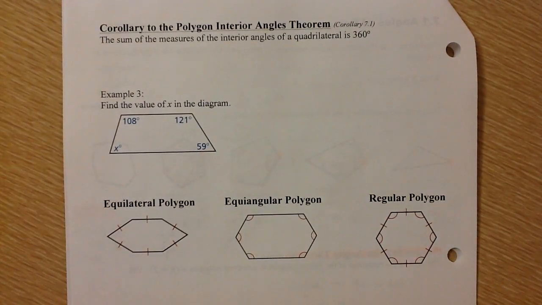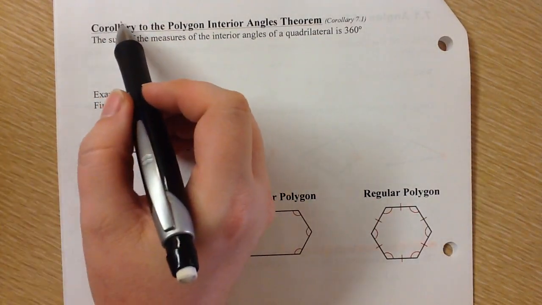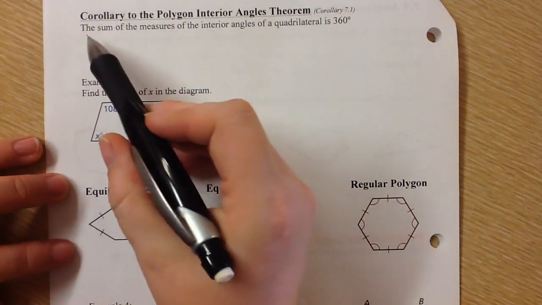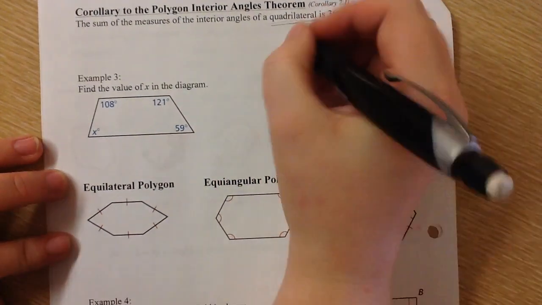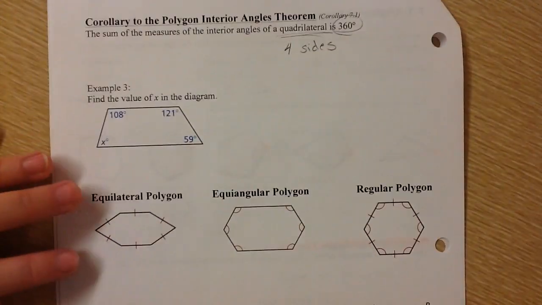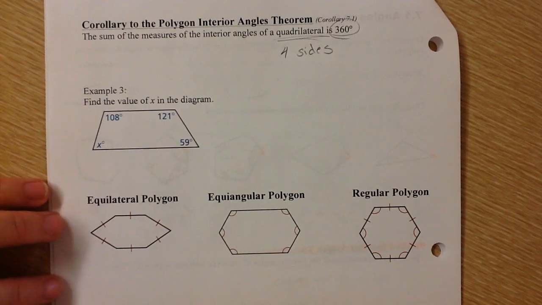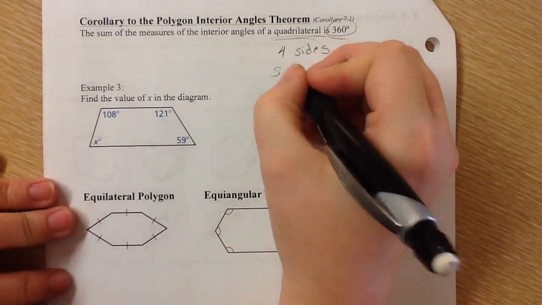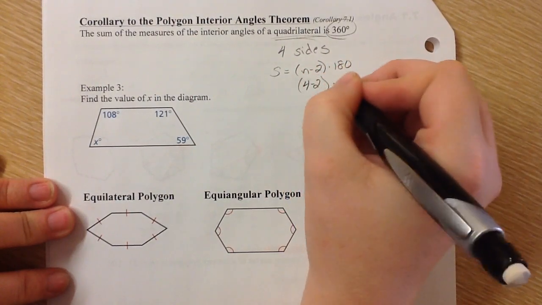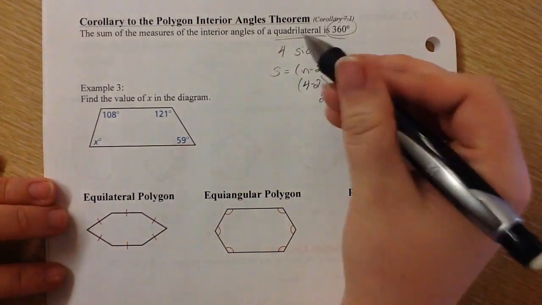Corollary to the polygon interior angles theorem. If you remember from previous sections, a corollary is just something that's easily proven from a theorem. So this is really easily proven from the last theorem. It says the sum of the measures of the interior angles of a quadrilateral, which has 4 sides, is 360. So if I take any 4-sided figure and add up all 4 angles, I get 360 degrees. It just comes from the equation n minus 2 times 180. When n is 4, 4 minus 2 times 180, 2 times 180 is 360. There, we just proved it. That's why this is a corollary.